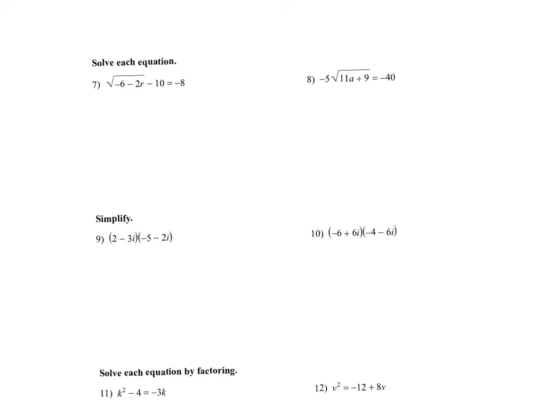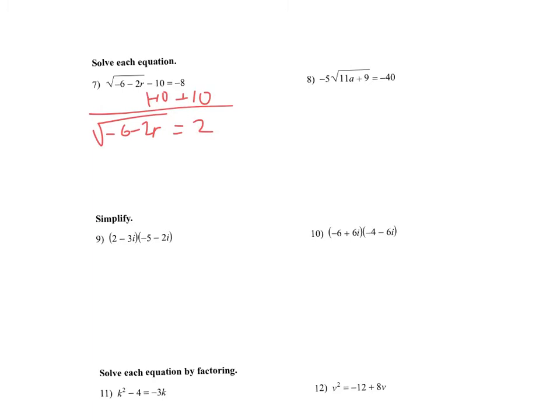All right, next up here, we're solving a radical equation. Now for these ones, we want to isolate the radical first. On number 7 here, I'm going to add the 10 over to this side as my first step, because we've got to isolate this radical. -6 minus 2r equals -8 plus 10 is 2 now.